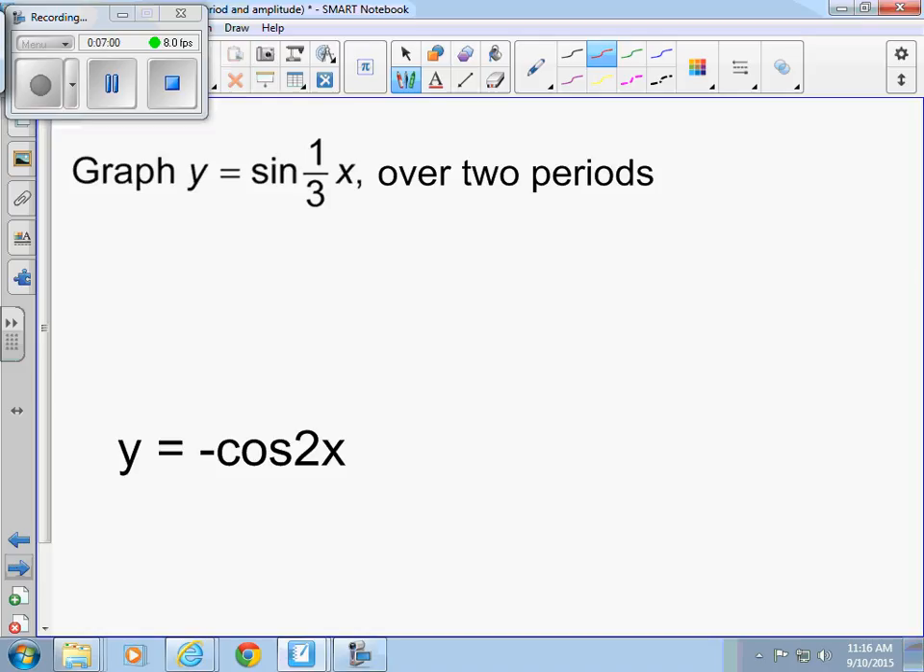So, today we're not learning anything new compared to yesterday. We're just going to focus on it. I'm going to do a couple with some strange periods. Graph sine of 1/3 x over 2 periods.